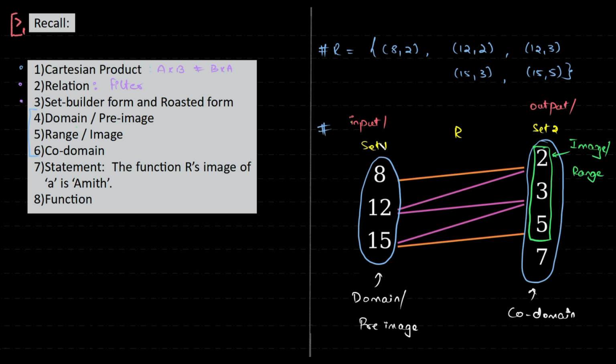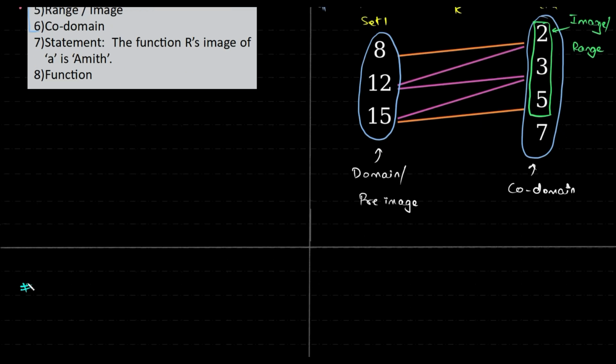Okay, so the same thing if I had done set 2 cross set 1, things would have been different. So we have pretty much finished this as well. One statement. A function or a relation R's image of 8 is 2. That is, this is your input, this indicates input. If I give an input of 8 for the relation, I'll get an output of 2.